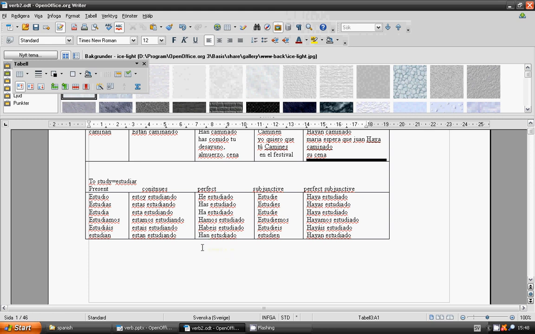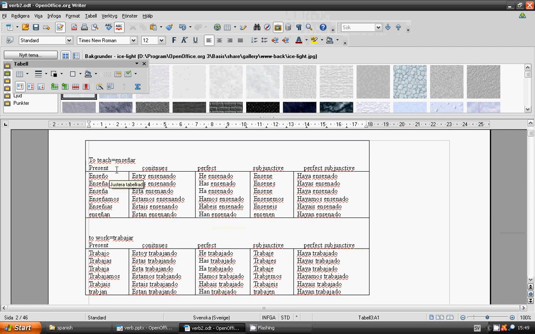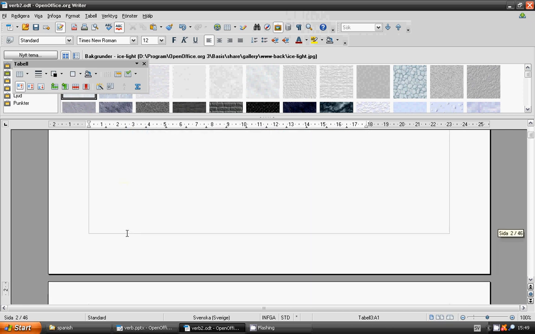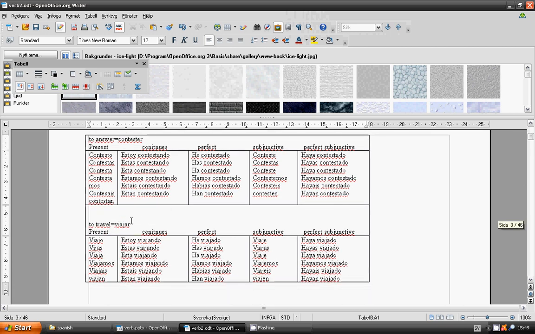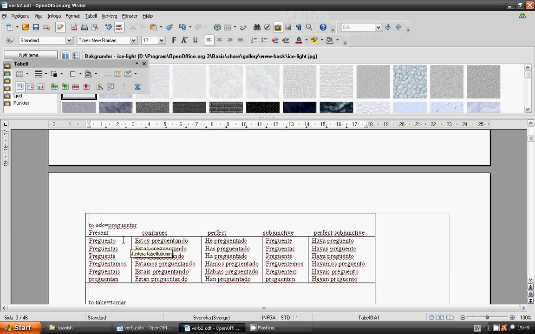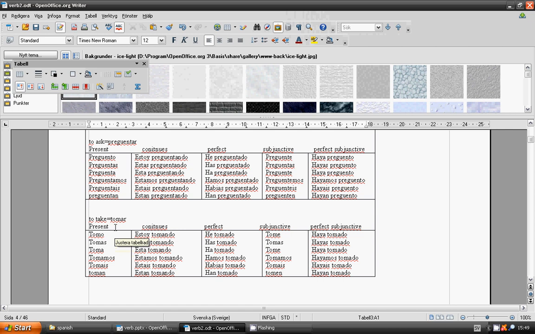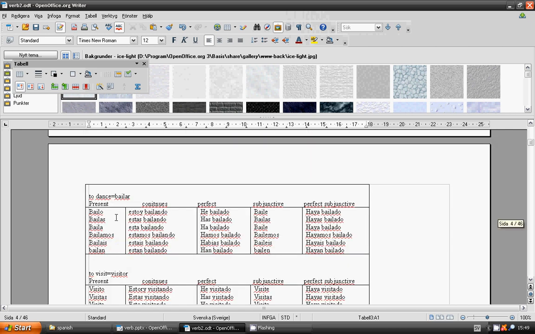And there are other verbs: to teach, enseñar; to work, trabajar; to answer, contestar; to travel, viajar; to ask, preguntar; to take, tomar; to dance, bailar; to visit, visitar; to speak, hablar; to spell, deletrear; to cost, costar; to accept, aceptar; to call, llamar; to close, to shut, cerrar; to enter, entrar; to help, ayudar; to push, empujar; to pull, tirar.